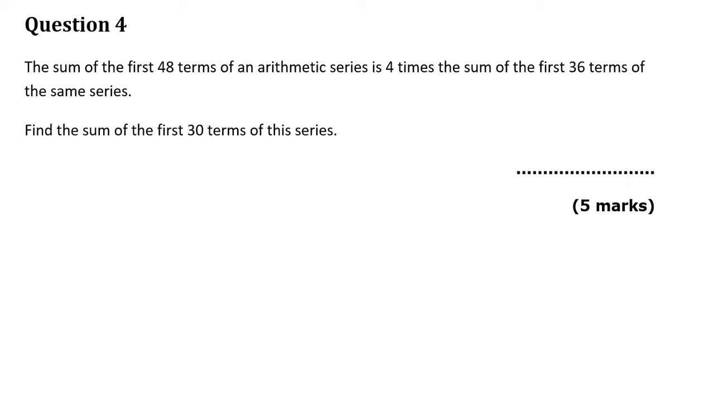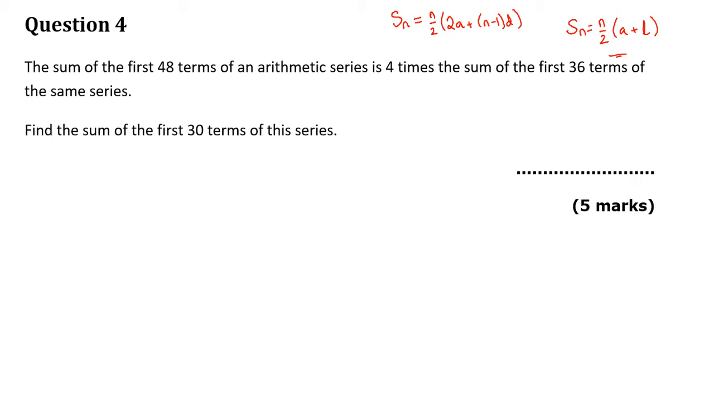So here we need the sum to n of an arithmetic series, which is n over 2 times (2a plus (n minus 1)d). We could use the alternative form, n over 2 times (a plus l), where a is the first term and l is the last term. But here we're not given the last term, so we won't use that one. We will use the first one, the more common one to use.